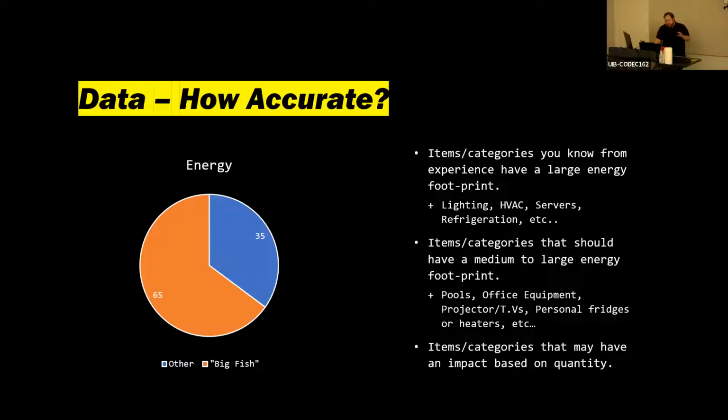And then you should try to categorize the items into large, medium, or small impact based on quantity. So it has a large impact, it will have a medium impact, or usually it can fall in the margin of error, but because of how many there are on the building or being used for the building, it presents an issue.